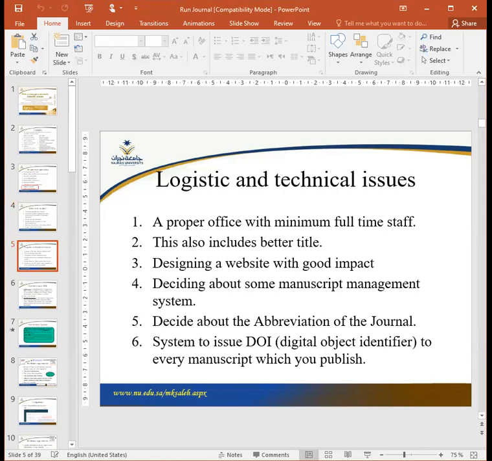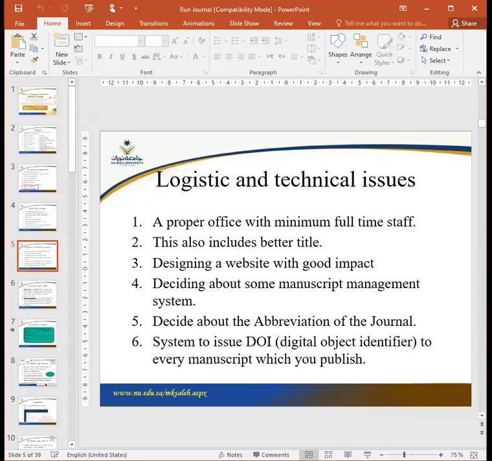When starting a new journal, there are some logistic and technical issues which have to be resolved. First of all, it is essential that there should be a proper office with a minimum full-time staff. This also includes a better title, designing a website with a good impact, deciding about some manuscript management system, applying for an ISSN number, and in case of both print and online versions, one will need a separate ISSN number for both.